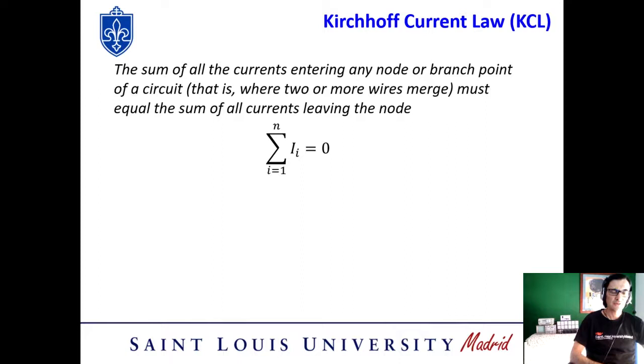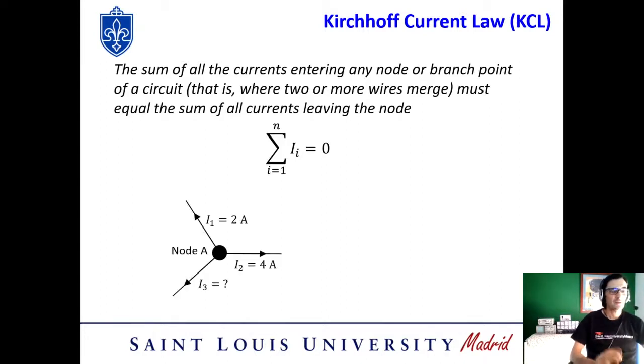First we will introduce Kirchhoff's current law. It's the first Kirchhoff's law, and it says that the sum of all the currents entering any node or branch point of a circuit, that's where two or more wires merge, must equal the sum of all currents leaving the node. In other words, all the currents entering and exiting a node have to cancel out, and the sum must be zero.